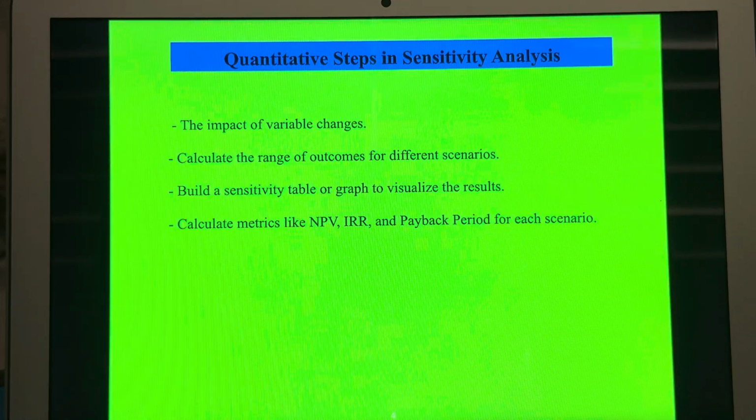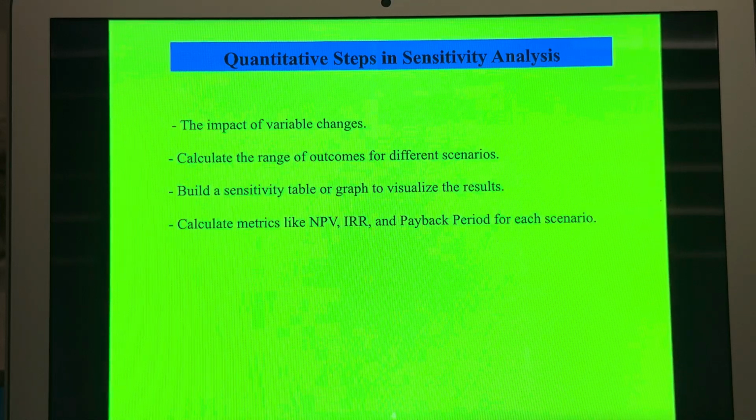Our next slide will discuss quantitative steps in sensitivity analysis. The impact of variable changes. Great example, you could create a financial model to simulate the impact of changes in interest rates on a company's borrowing costs. By adjusting the interest rate input in the model, you could see how the company's overall financial performance is affected. Calculate the range of outcomes for different scenarios.